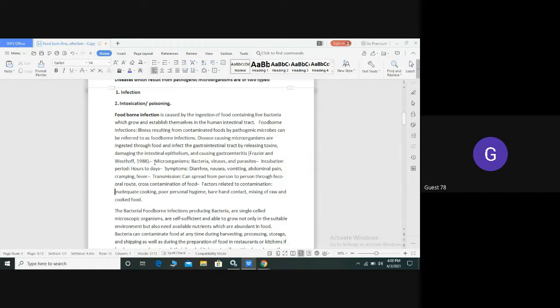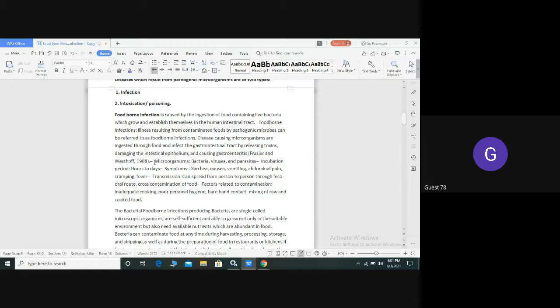Then transmission. It can spread from person to person through the fecal and oral route, which is combinedly called the feco-oral route. The feces pass out in the sewage, and when flies carry it from the sewage and it reaches our food, then after ingestion of that food, it produces food intoxication. Similarly, with the oral route, droplet infection is possible when droplets are released and land on the surface of our food. When that food is consumed by another person, it is transmitted easily. So cross contamination of food is also a cause of transmission.